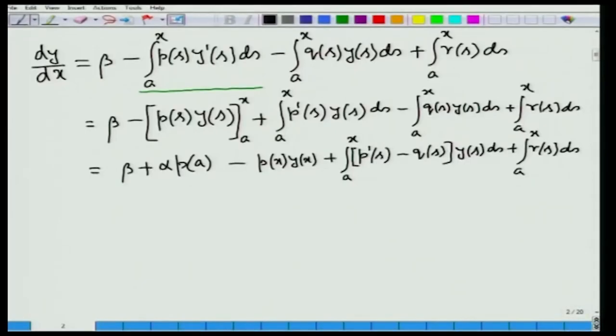It is actually known as an integro-differential equation, where in the equation the derivative of y is involved, and again the integral of y is also involved. After a few lectures, we will be discussing a little bit about these integro-differential equations. This is just for your information at this moment.